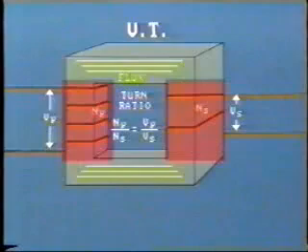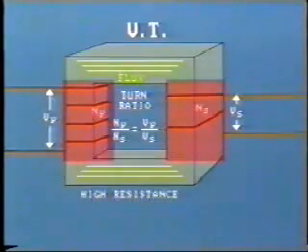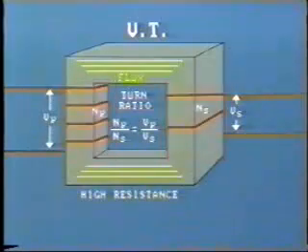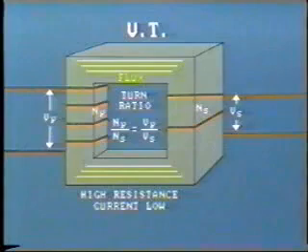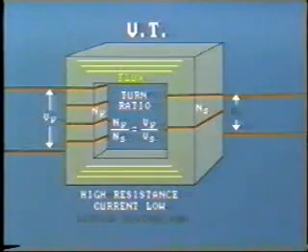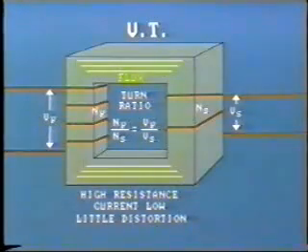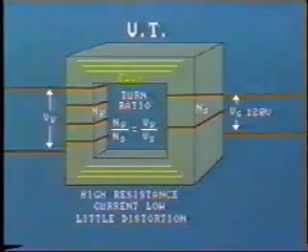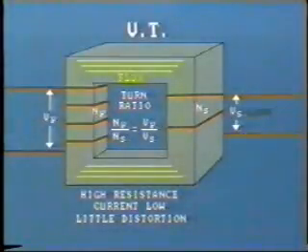In contrast to the CT, the voltage transformer has primary and secondary windings of many turns, both with high resistance to current flow. As a result of this high impedance, the current flow is very low, and the voltage in the secondary suffers little or no distortion in representing the primary. The secondary voltage is usually 120 volts.